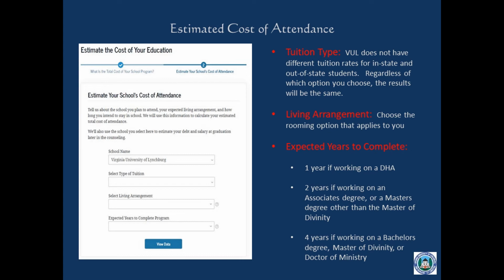Once you reach the Estimate Your School's Cost of Attendance screen, under Tuition Type, you will choose either in-state or out-of-state. Regardless of which option you choose, the results will be the same. Under Select a Living Arrangement, choose the option that best applies to your situation. Under Expected Years to complete the program, you will choose 1 year if you are working on a DHA degree. You will choose 2 years if you're working on an associate's degree or a master's degree other than the Master of Divinity. You will choose 4 years if you are working on a bachelor's degree, a Master of Divinity, or the Doctor of Ministry degree.